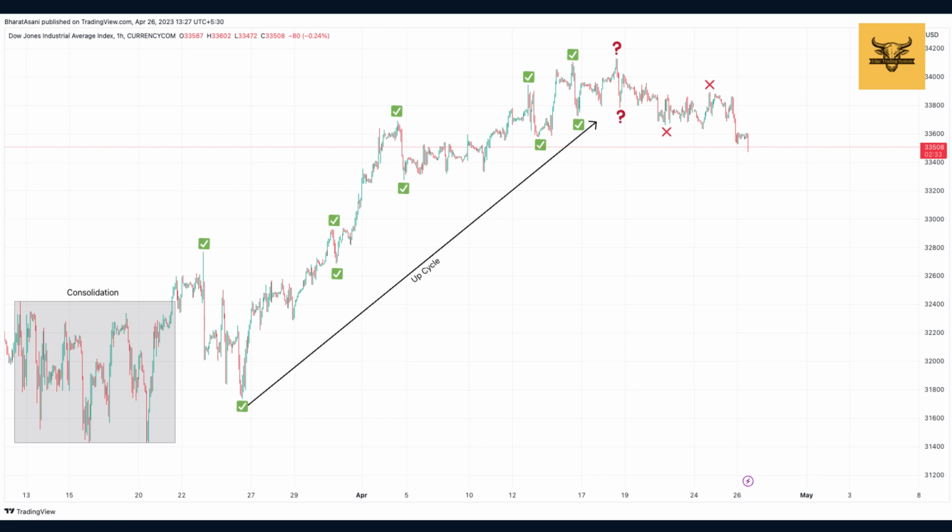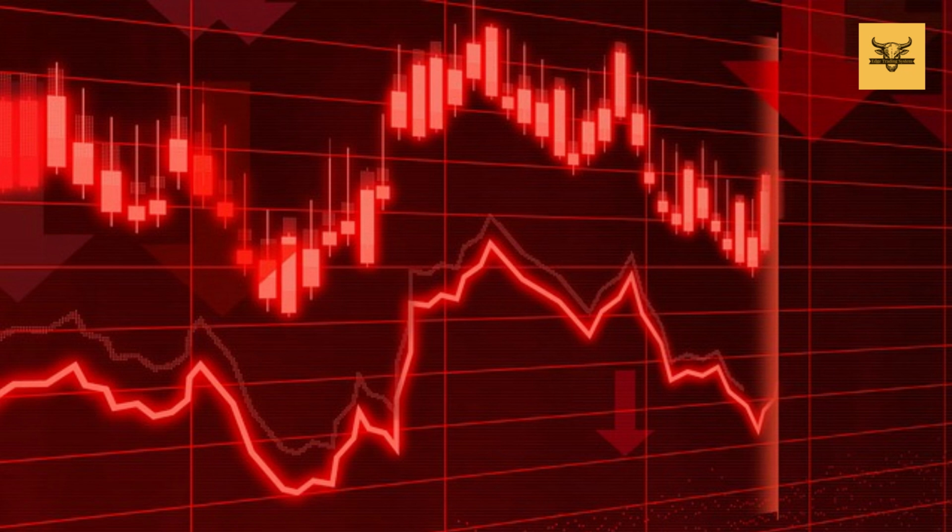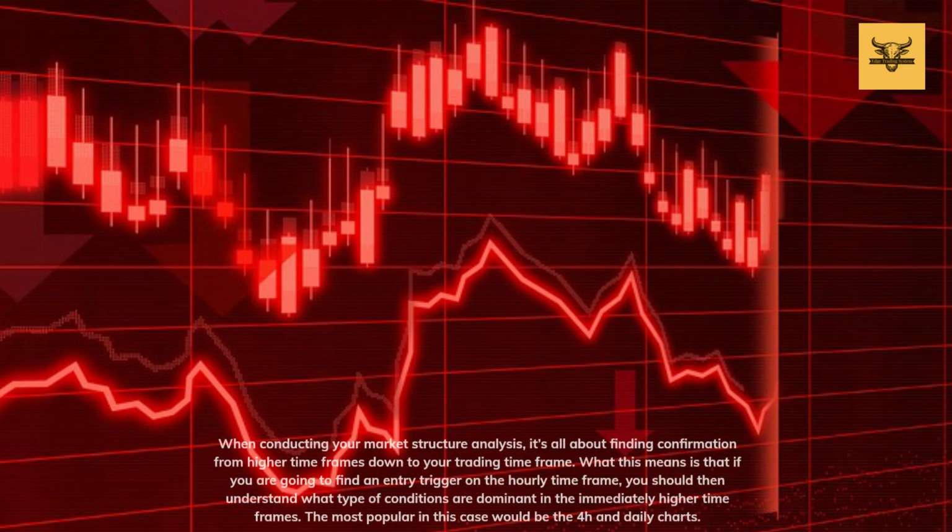Find confirmation from higher time frames. You must avoid the trap of being short-sighted. When conducting your market structure analysis, it's all about finding confirmation from higher time frames down to your trading time frame. What this means is that if you are going to find an entry trigger on the hourly time frame, you should then understand what type of conditions are dominant in the immediately higher time frames. The most popular in this case would be the 4-hour and daily charts.